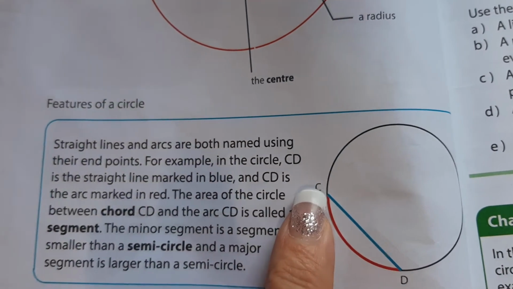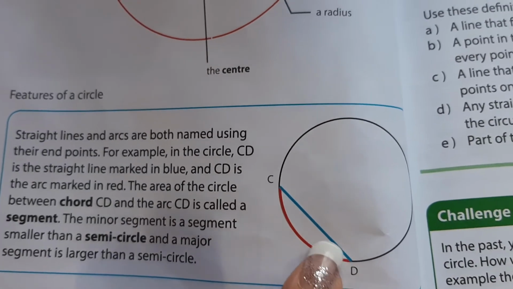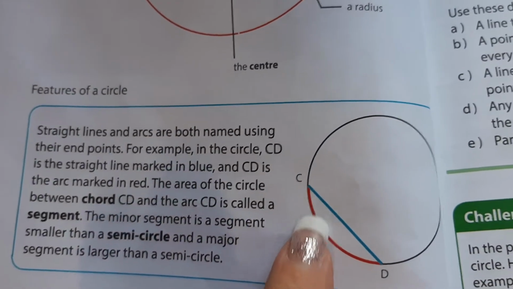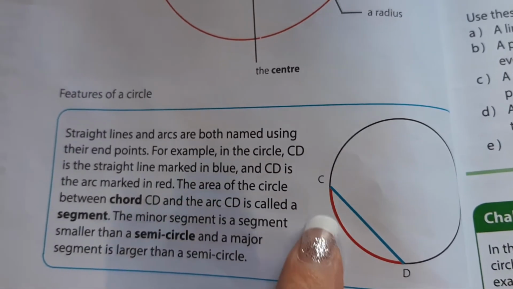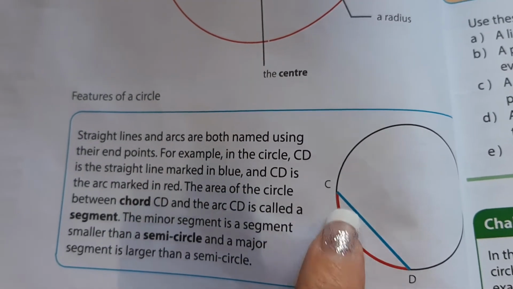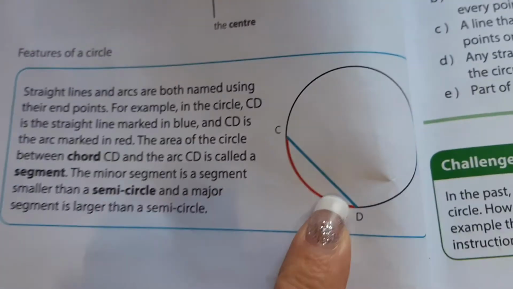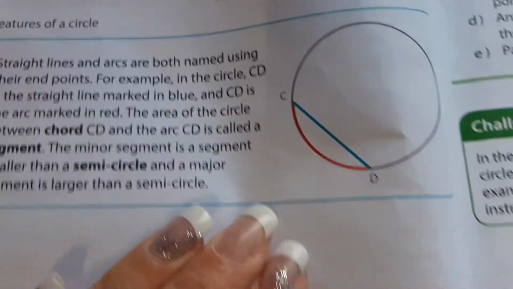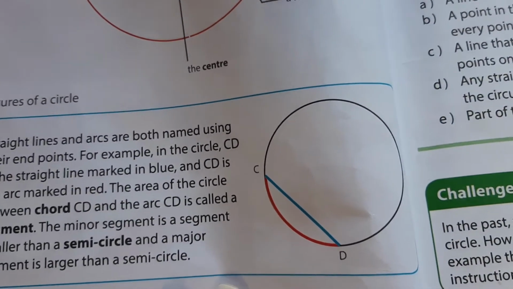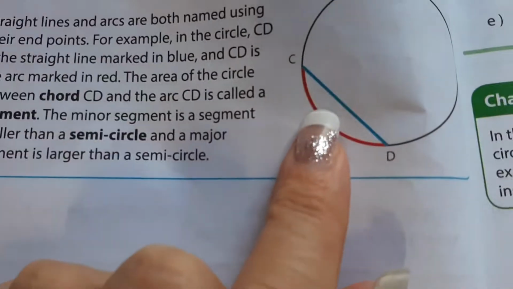So C is a point on the circumference, D is a point on the circumference, and the chord is a straight line that joins these two. Now this piece in between, there's the arc on the outside. If I enclose this inner part, if I color this in, that is what we call a segment. If you go back to science or life sciences, they also talk about a segment. A segment is a part of something. So this is also what a segment is.